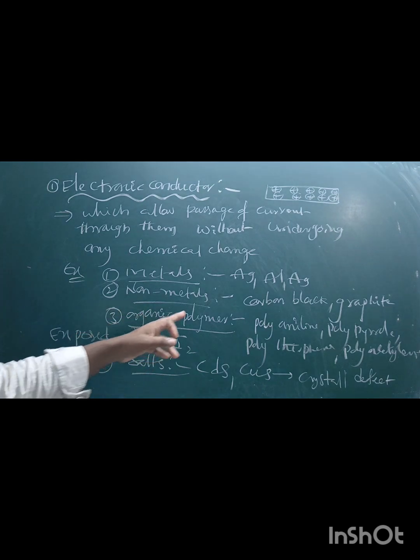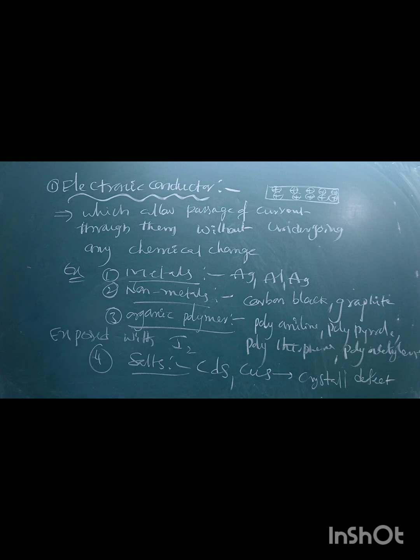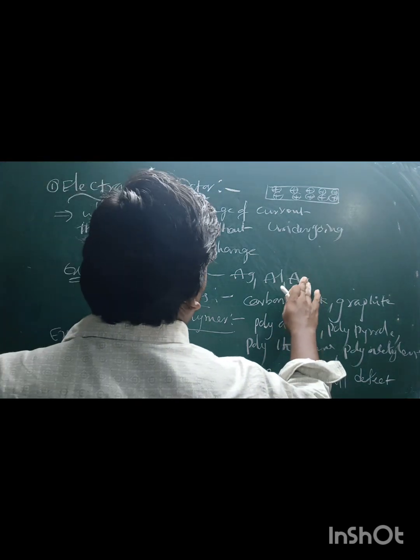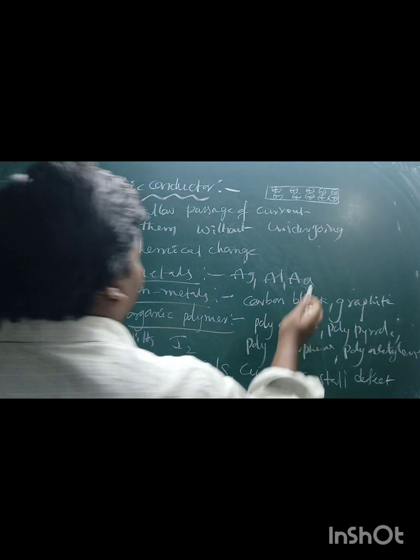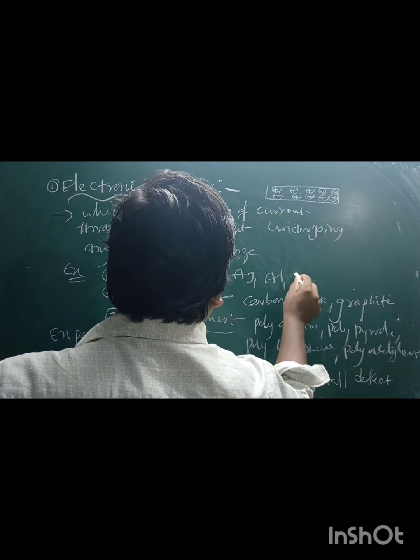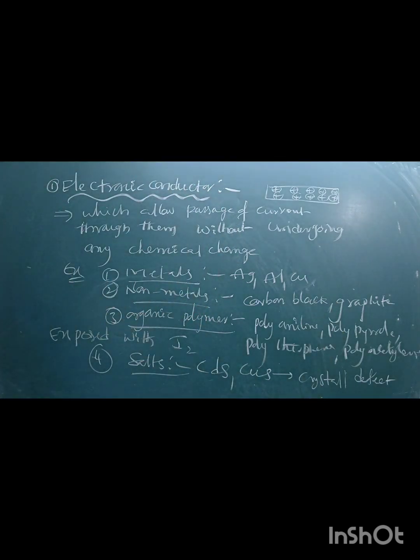Examples here: metals like silver, aluminum, copper. Non-metals like carbon black and graphite, organic polymers like polyacetylene, polyaniline, polypyrrole, polythiophene. Salts like cadmium sulfide and copper sulfide, due to the interstitial defect or crystal defect, are examples for salts.